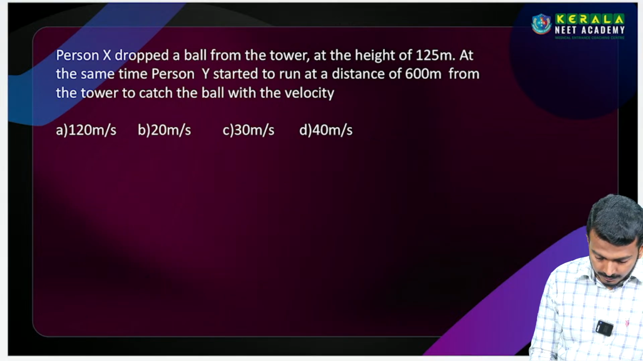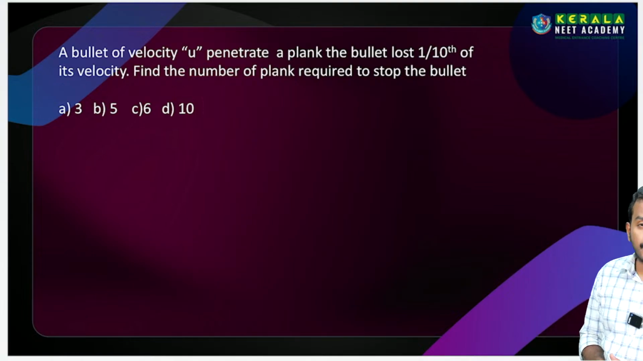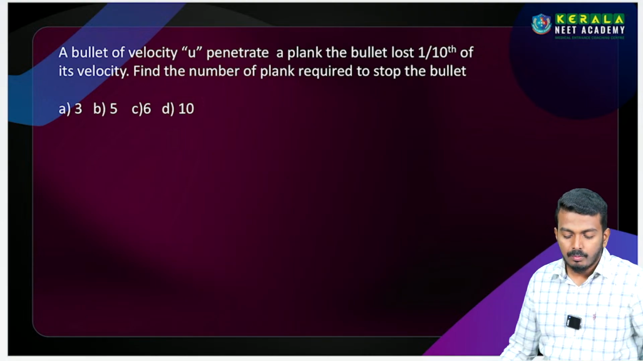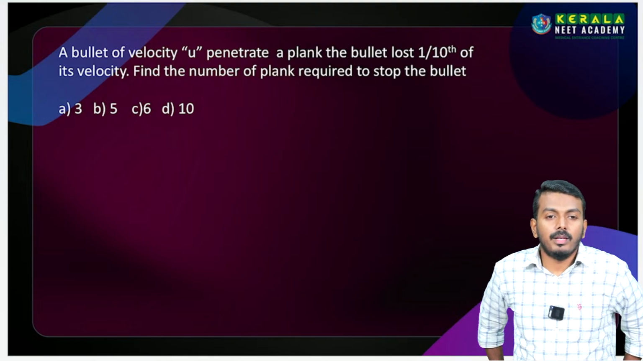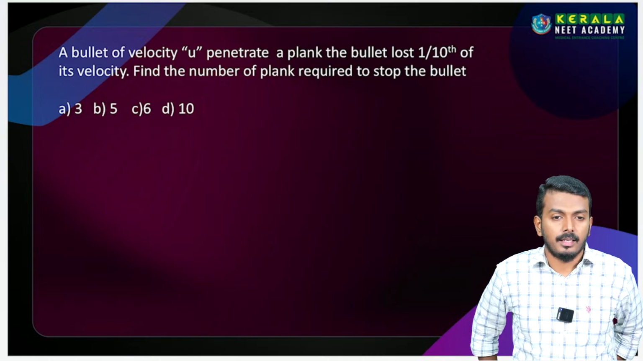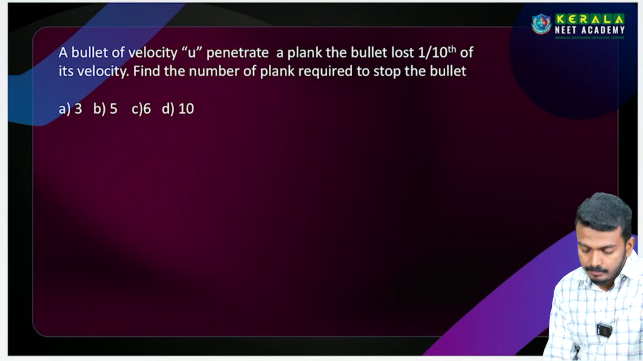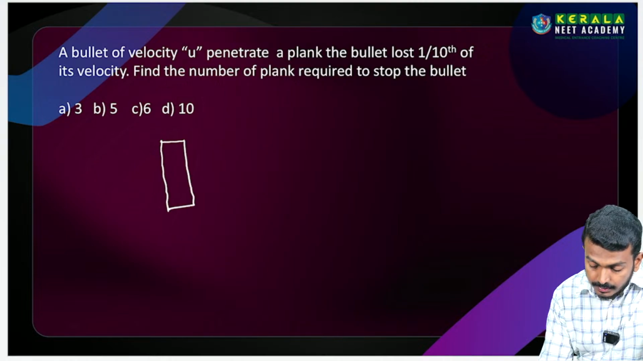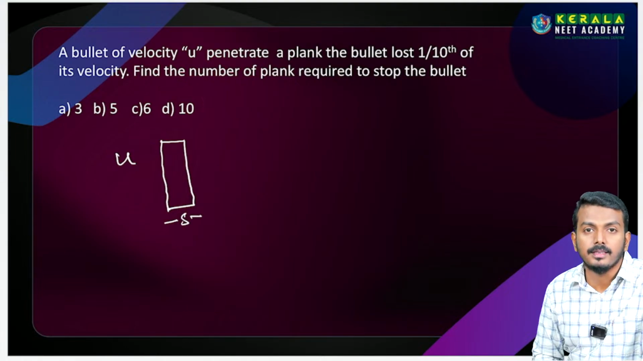Then next question. Yes, this is one of the important questions, and for most of the students it is also a difficult question. Yes, but we can solve this question by using what? Our own shortcut. Okay. What is given in the question? Read the question carefully. A bullet of velocity u penetrates a plank. The bullet lost 1/10th of its velocity. Find the number of planks required to stop the bullet. Okay. What is given? A bullet of velocity, this is the plank. What is the velocity of the bullet? u. It will penetrate some distance. What is the distance? s.